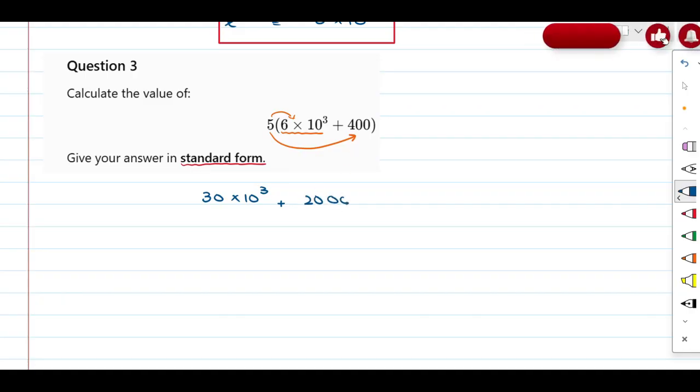This number is not in standard form. This is also not in standard form. So let me convert this into standard form first. So 30 times 10 to the power 3 plus 2000. This is an ordinary number. We can convert this ordinary number into standard form by placing the decimal point at the end of the number and moving the decimal point 1, 2 and 3 units to the left.